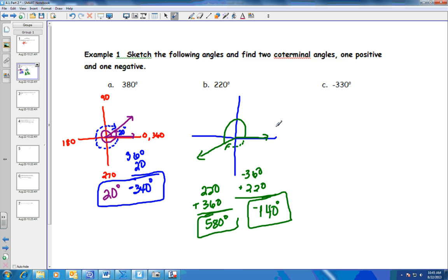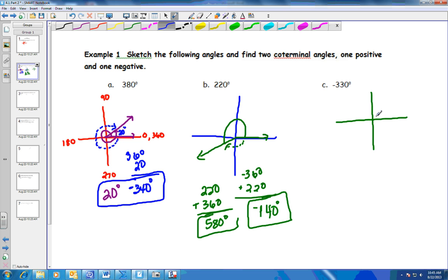Okay, so remember the shortcut is to find another coterminal angle that's positive, add the 360, to find the negative angle, subtract the 360. All right, so let's sketch negative 330 degrees. So this time we're going backwards. All right, so if this is my initial side, well, here's my initial side. I know I'm going to go this way, so this is negative 90. Here's negative 180, negative 270, all the way around almost until I get to 360, but I'm going to stop right there.